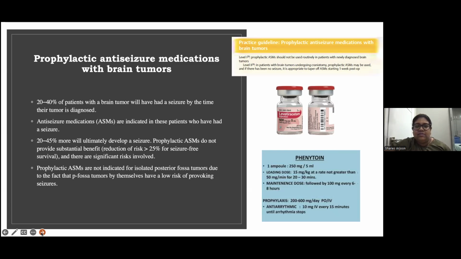And level 2 evidence, in patients with brain tumors undergoing a craniotomy, prophylactic anti-seizure medications may be used, and if there have been no seizures, it is appropriate to taper off anti-seizure medications starting 1 week post-op.